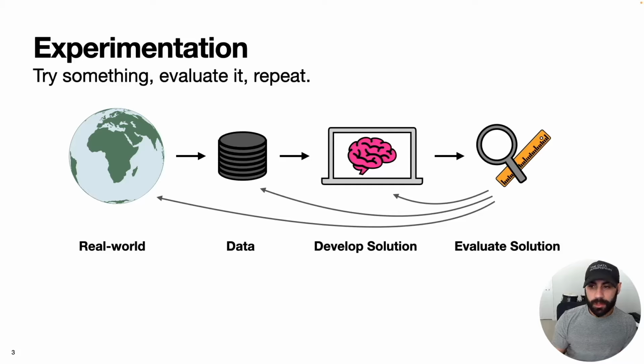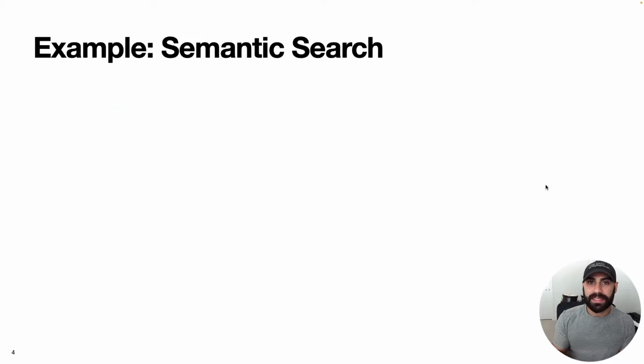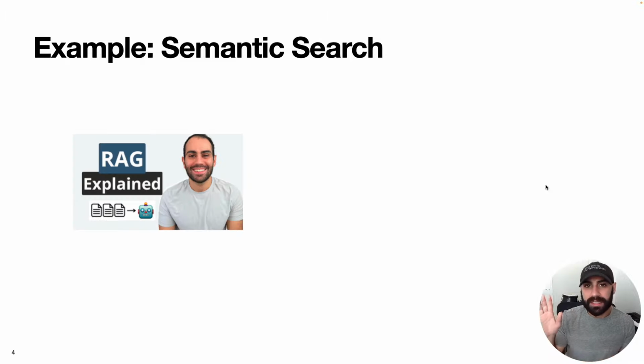So to make this a bit more concrete, let's look at a specific example. Let's say we wanted to develop a semantic search system. This is something I've talked about in a couple previous videos of the series, including the one on RAG and the one on text embeddings.